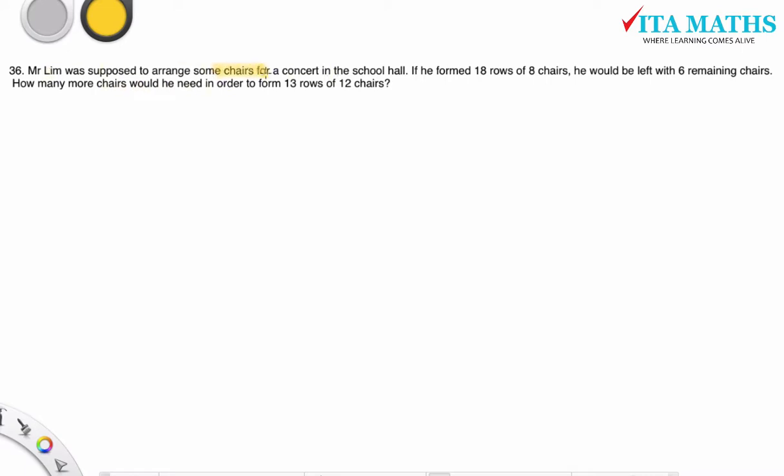Okay, now we're looking at chairs for the concert hall, 18 rows of 8 chairs, and he'll be left with 6 remaining chairs. So how many more chairs would he actually need in order to form 13 rows of 12 chairs?